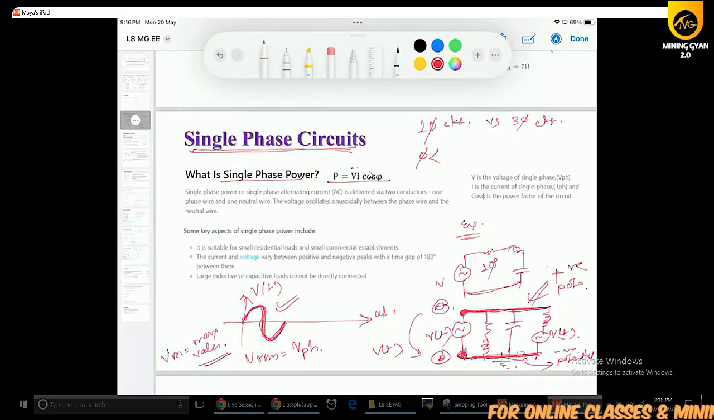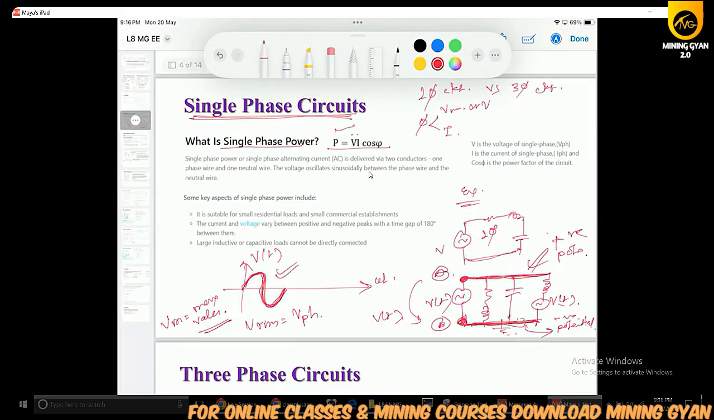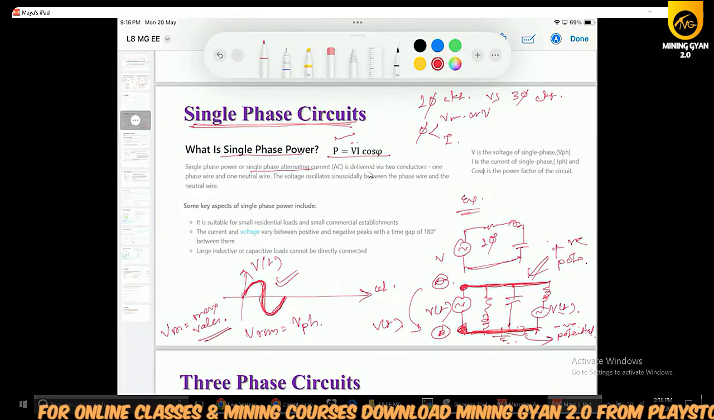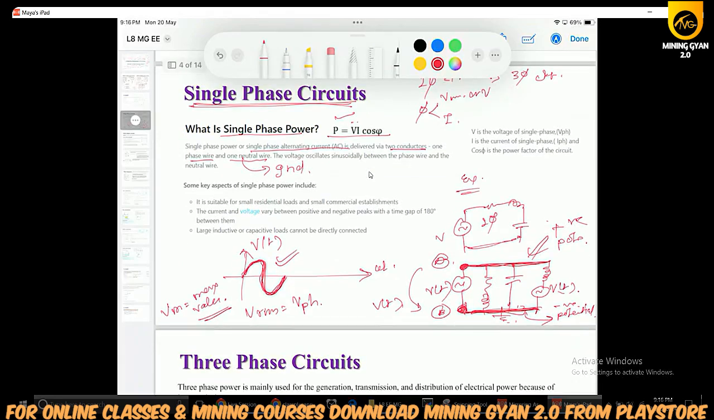Phi is the phase angle between Vrms and I. So this is how you can calculate the single phase power. In a single phase circuit, there will be only two conductors: one is the phase wire or live wire, and the other is the neutral wire or grounded wire. That is the single phase circuit.